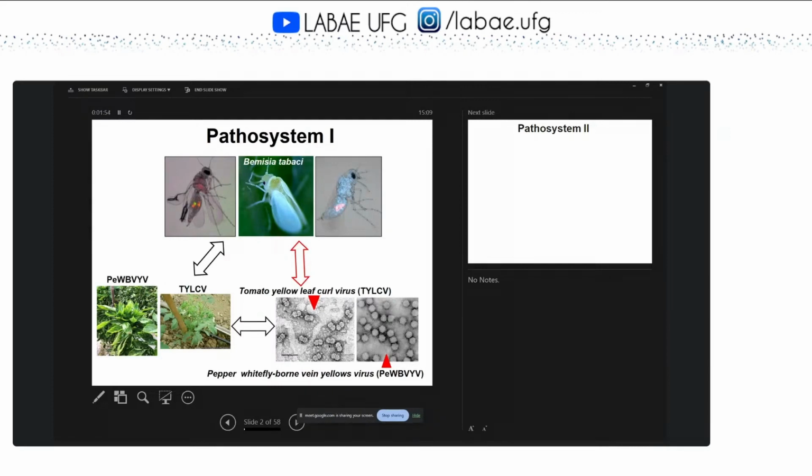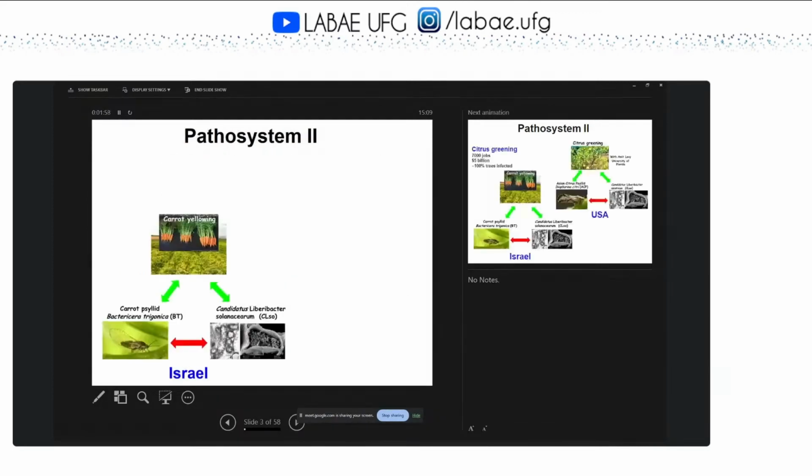Now, the other pathosystem we started working on about 10 years ago is the transmission of Liberibacter species by psyllids. And this system is currently present in Israel, the transmission of Candidatus Liberibacter solanacearum, which is transmitted by the carrot psyllid, and causes a very important disease in carrots in Israel. Carrots are a very important crop and mostly go to export to Europe. And the disease is called carrot yellowing, and it basically affects the carrot itself, and it's not marketable.